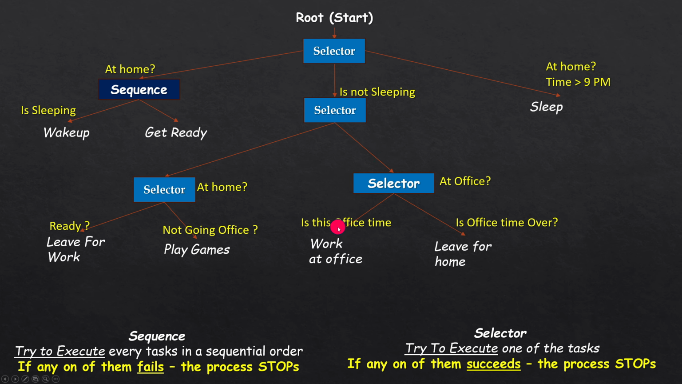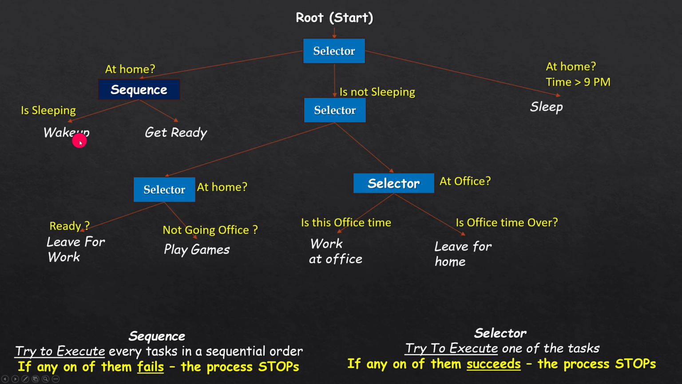So let's say that now the office time is over. So you arrive at office again by traversing all the way from top to bottom. Now this will fail because it is not office time. So you will go further and you will check, okay, is this office time over? Yeah, that's why you came here. So you will leave for home immediately. So you leave for home, this will say success, success, success, and success. Now once you get to your home, you will end up satisfying this condition.